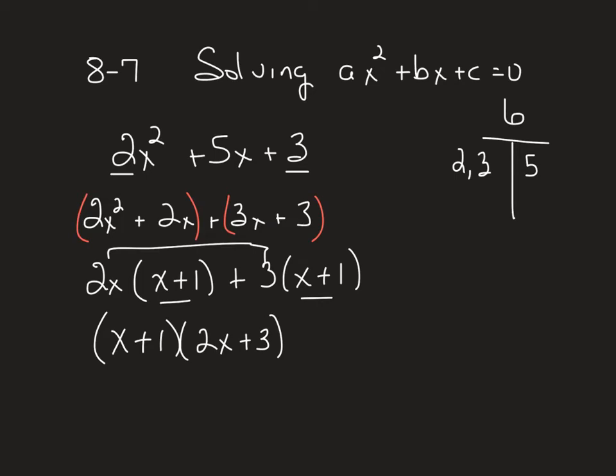In a lot of ways, it's just like what we did before, except this time we are multiplying that last term by whatever's in front of the x squared. Before, we always multiplied it by 1. So we're going to work through several of these so you can get some practice looking at how these work.